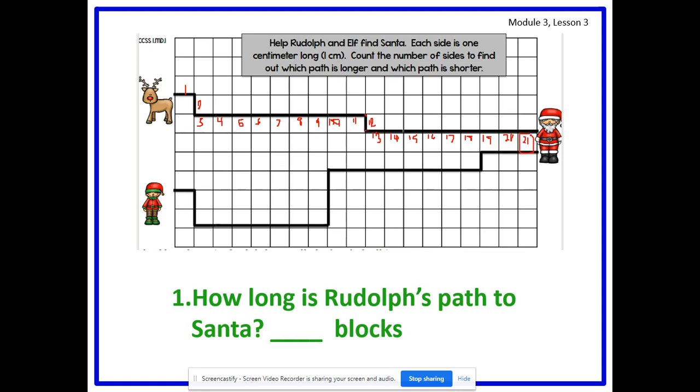21 city blocks. Now let's count the elf's path. Remember, again, a reminder, we're counting from this endpoint to this endpoint. And then from here, we count from here to here. I'm going to draw the line so you know what we're counting, because we're not counting the squares, we're counting the lines. So from here to here, from here to here, just like this. So that is what we're counting in between. So that way we don't get confused when we have to do it on our problem set.